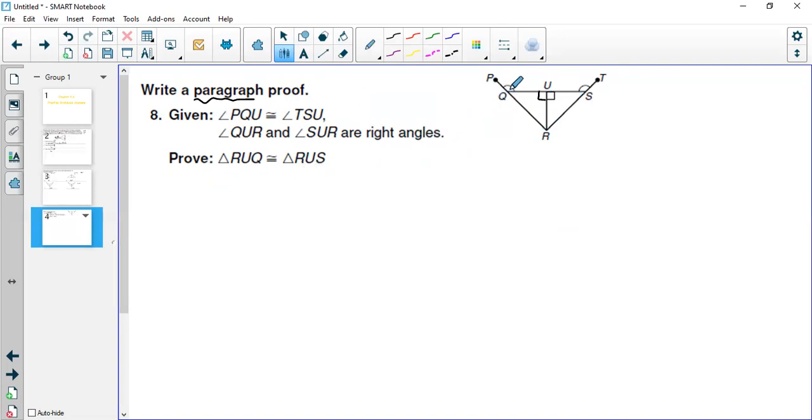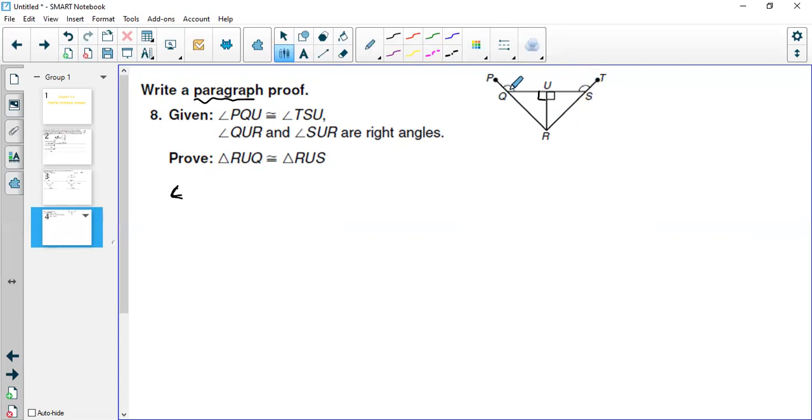So we have to prove triangle RUQ, that is, this triangle is equal to RUS. Yes, we need to prove this triangle is equal to this triangle. All right, so let's start. We are talking about only this part, so we don't need this. Maybe they gave us this because we need to find this part.